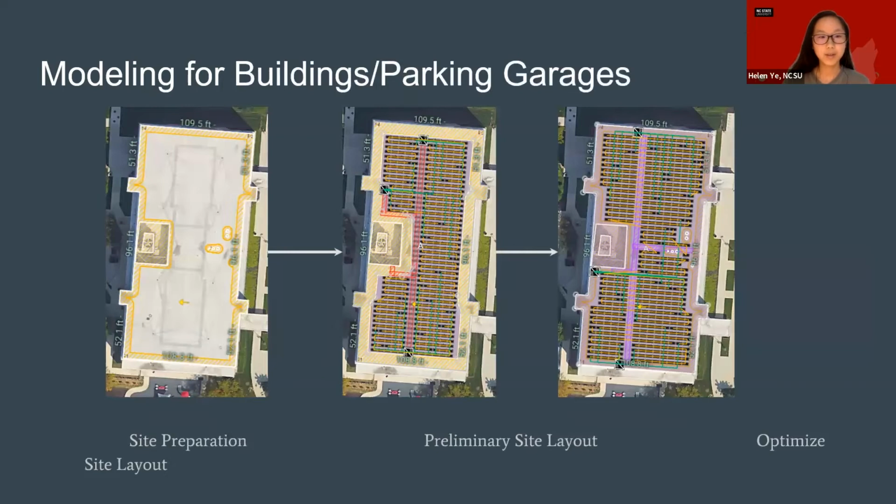To model buildings and carports, again, we started off by prepping the site in Aurora. For rooftops, an eave offset of 6 feet was set according to the International Fire Code, and all obstructions were given 3 feet setbacks. Like for the pasture land, we started by placing our initial site layout. Tilt and spacing was manipulated until we were able to produce max energy output with minimal shading.